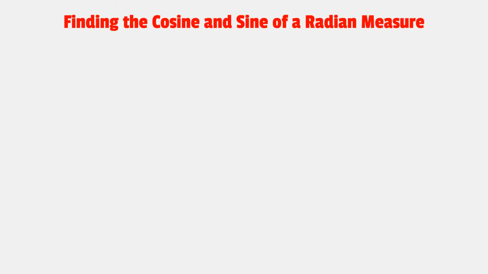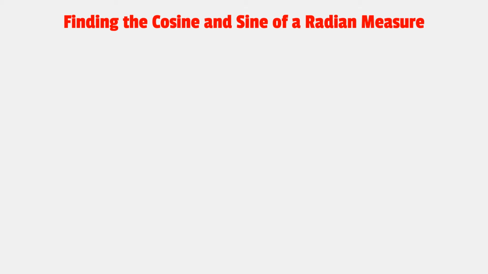We have discussed earlier how to convert an angle from a degree measure to a radian measure, or from a radian measure to a degree measure. In today's lesson, we will discuss how to find the cosine and the sine of any angle given in radian measure. To do so, we have to follow the following steps.